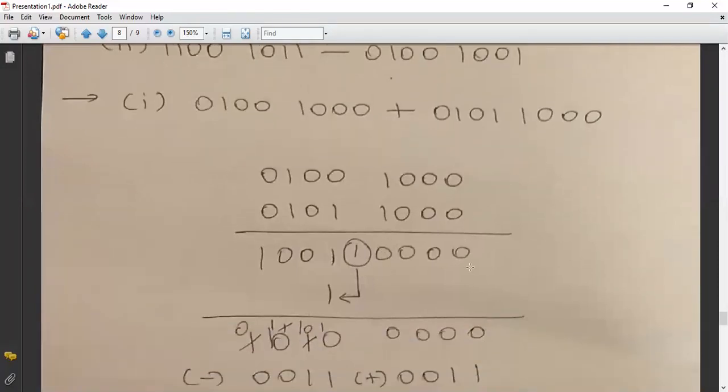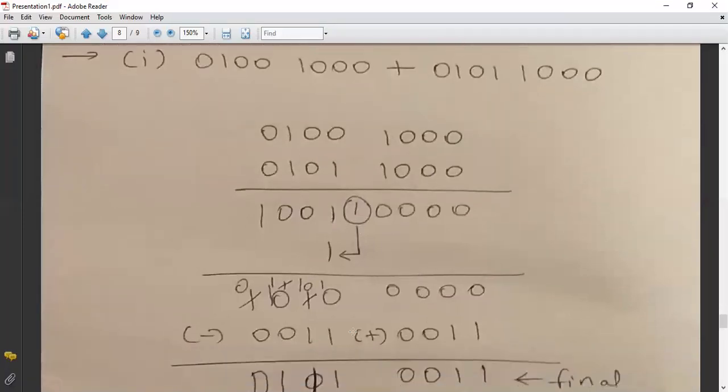So 0 plus 0 is 0, 0 plus 0 is 0, 0 plus 0 is 0, and 1 plus 1 is 0, carry over 1. Now the next, 0 plus 1 is 1, 0 plus 0 is 0, 1 plus 1 is 0, carry over 1. So here we will get one extra carry. This carry will be added with the LSB of the next number. So let us add it. So what will we get?